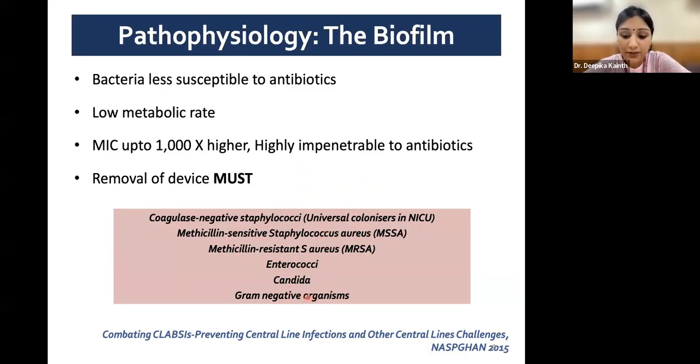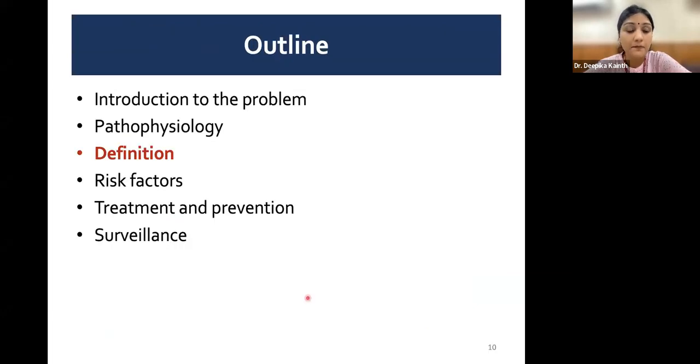So it is very important to understand this concept of biofilm. I will not go into the details of this concept because they are complex, but we will have to understand this. This biofilm is our target when we are treating and preventing the CLABSI. So after understanding the steps that are involved in the pathogenesis of CLABSI, how do we define CLABSI? We will have to define it, to treat it, and to prevent it. So how do we define it?